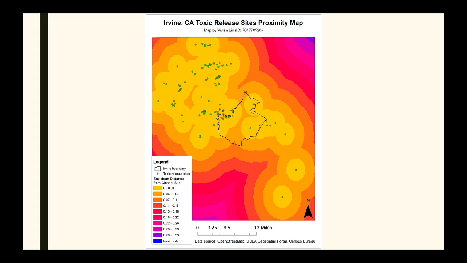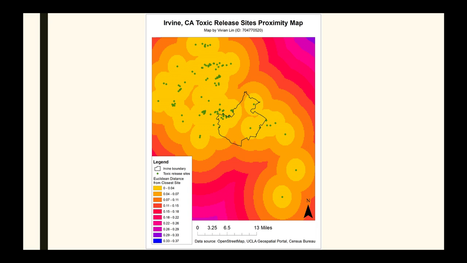The fourth aspect is proximity to toxic release sites. To calculate the proximity of locations to the closest toxic release site, the Euclidean distance tool is used. The tool calculates the distance between each cell to its closest toxic release site. The reclassification tool assigns scores to each cell according to its proximity to the toxic sites. The closer the area is to the sites, the lower the score it will get.